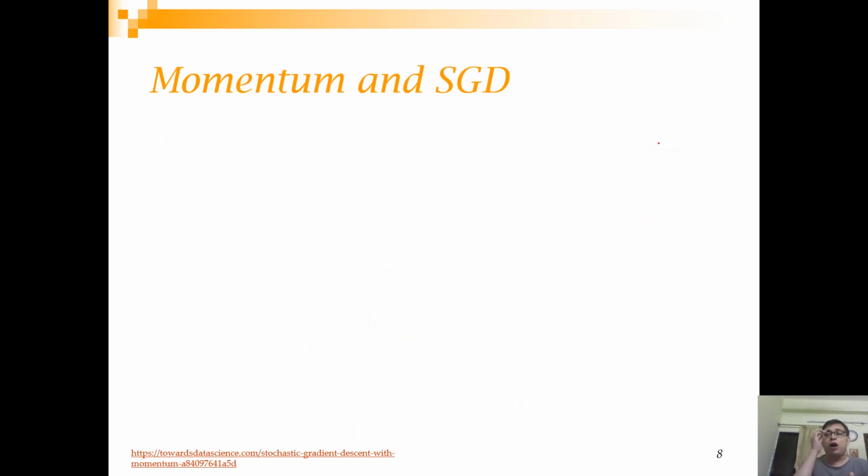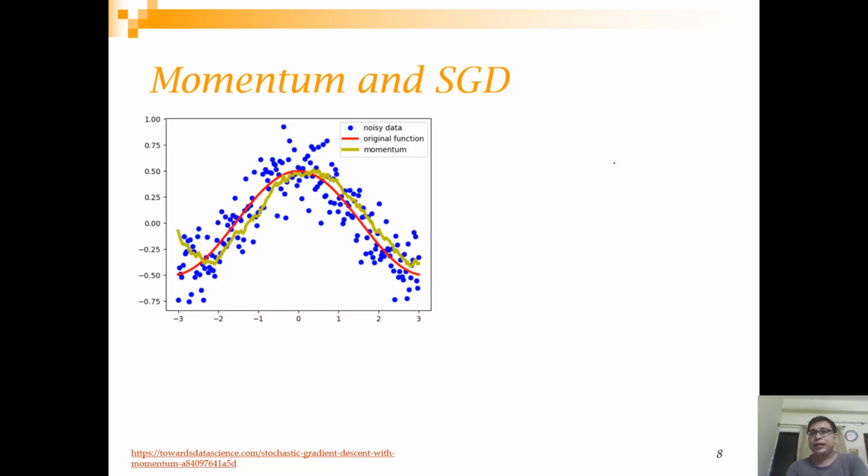Now let's see how momentum can help stochastic gradient descent. If you remember, we were talking that stochastic gradient descent is actually a little bit noisy. If this is your original function or original gradient, this blue is a noisy reproduction of this original function, and this may be coming from your stochastic gradient descent.